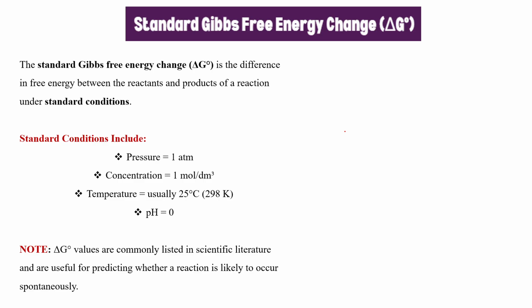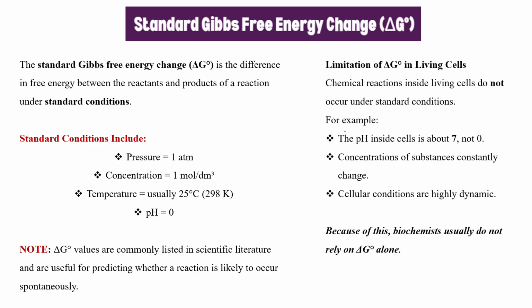The standard Gibbs free energy values are commonly listed in scientific literature. If you move back to the previous slide, we have some specific values for each of the reactions. They are useful in predicting whether a reaction is likely to occur or not. That is the purpose of the Gibbs free energy. Now, the limitations of the Gibbs free energy in living cells, I've already said earlier. The chemical reactions inside living cells do not occur under standard conditions. For example, the pH inside the living cell is about 7, not 0. Like I said earlier, the concentration of the substance constantly changes. So that is another limitation for the Gibbs free energy.